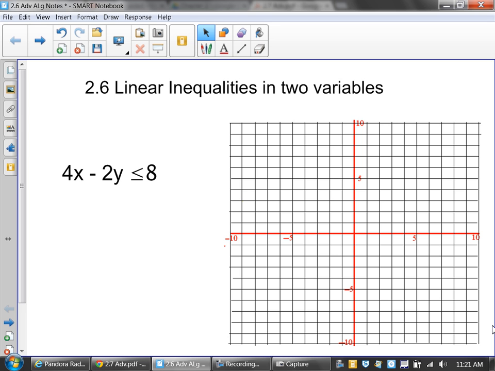Remember, if it is a less than or equal to symbol, or greater than or equal to, it is going to be a solid line. If it's just less than or just greater than, it is a dotted line. That's the idea when we're graphing. All other rules for graphing hold true.